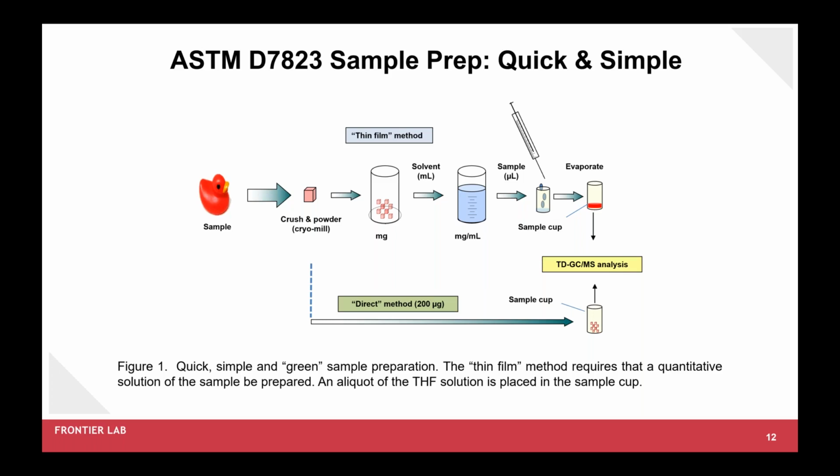Analysis of the solid is often referred to as a direct analysis, in which you can simply crush and powder your sample, and then place a few micrograms directly inside your cup. On the other hand, you can also use a thin film method, in which you dissolve the powdered sample in solvent and then analyze a microliter aliquot of a quantitative solution of the sample.